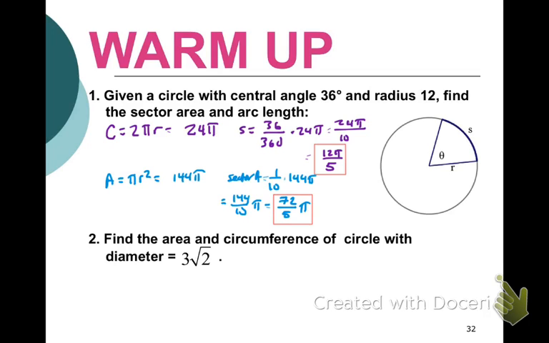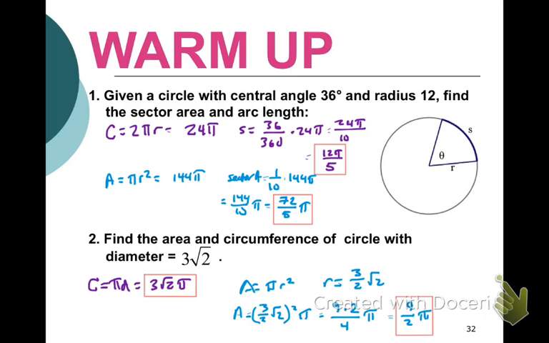Okay, and then the last one, find the area and circumference of a circle with diameter of 3 radical 2. Circumference, that's easy, it's just pi times diameter, 3 radical 2 times pi. And then the area is a little more tricky, because you have to divide the diameter by 2 and then square it. So you got to be careful in your squaring. Is that a 9? 18 divided by 4, which is 9/2, yeah. How are we doing?